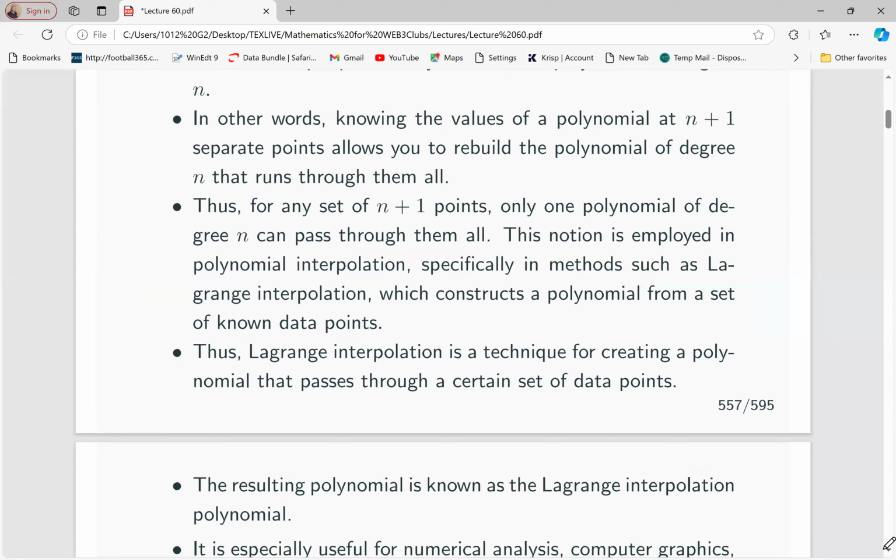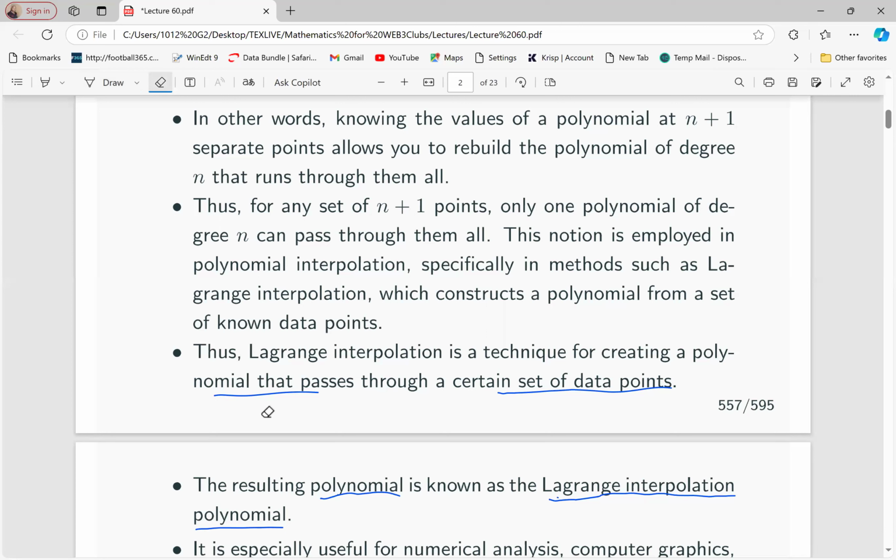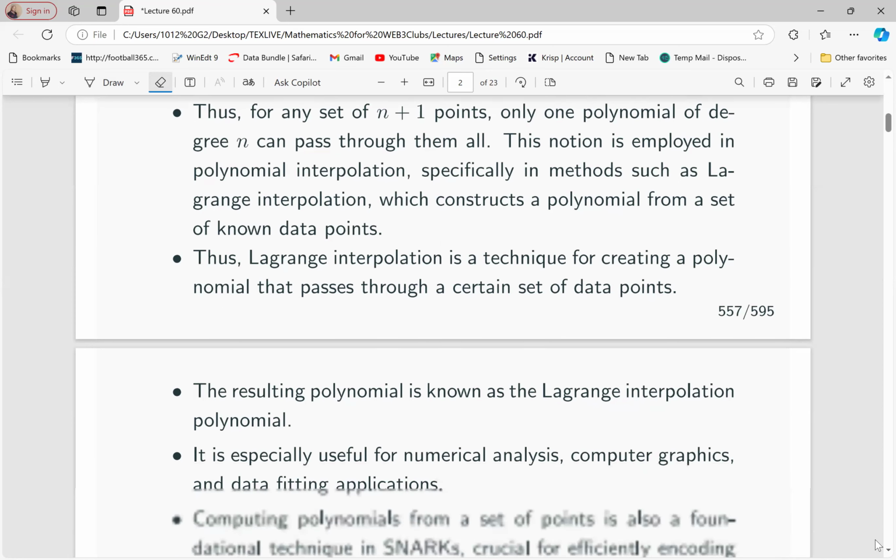Therefore, Lagrange interpolation is a technique for creating a polynomial that passes through a certain set of points. The resulting polynomial that you'll be constructing is what we call the Lagrange interpolation polynomial. So when you hear of that, it is just a polynomial you've constructed to pass through given points.